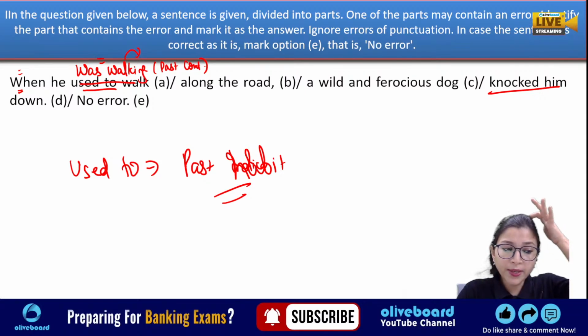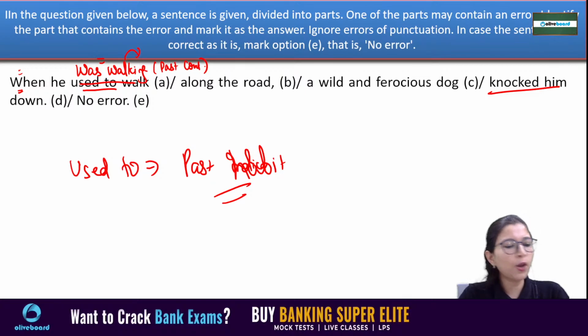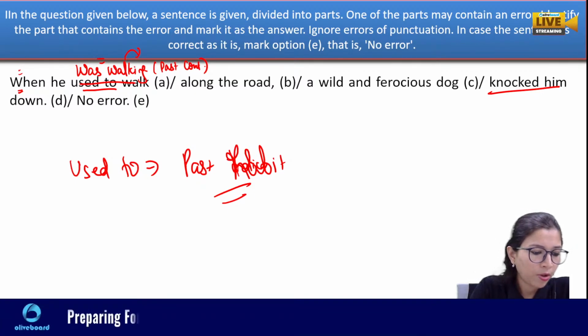Yes, you can consider your answer correct if your options are correct, because in the exam your logic will not be checked. So if your options are correct you can consider it correct. Used to for past habit. Okay.